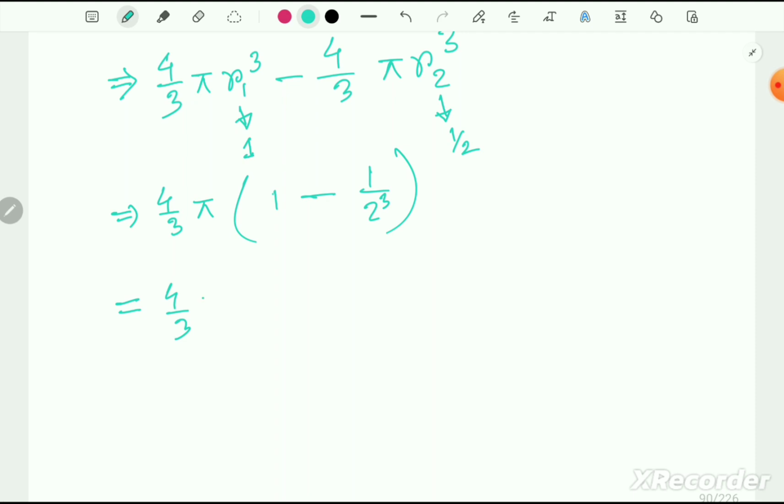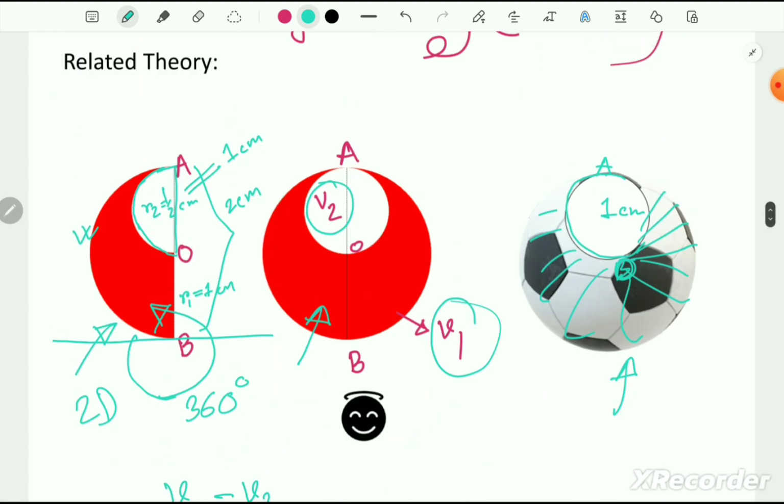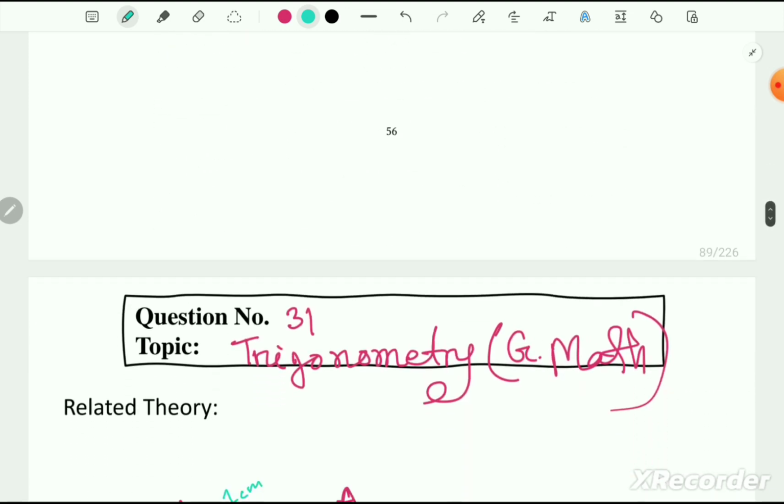Then 4/3 pi, 2 cube means actually 8. So we can write 8 minus 1 here. Therefore it becomes 4/3 pi times 7/8. This 4 we can write like this: 4 multiplied by 2 equals 8. So therefore our answer is 7/6 pi centimeter cube. So let's find the answer: Option B. Let's move on to the next question.